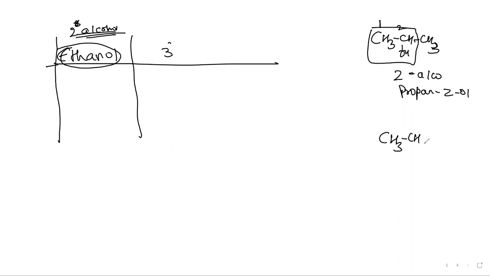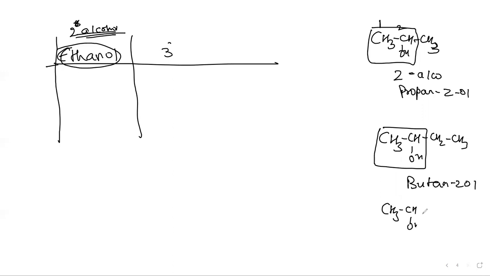Now CH3, CHOH, CH2, CH3. This is also having this group. Butan-2-ol. Then one more alcohol, pentan-2-ol. All these are 2 alcohols. And also ethanol, CH3, CHOH, H you can write.